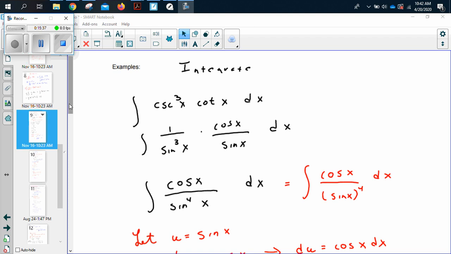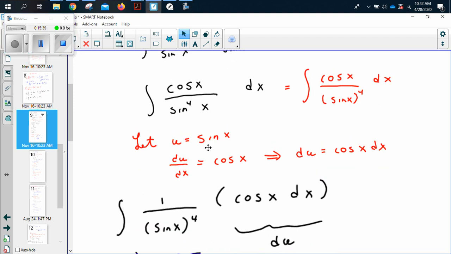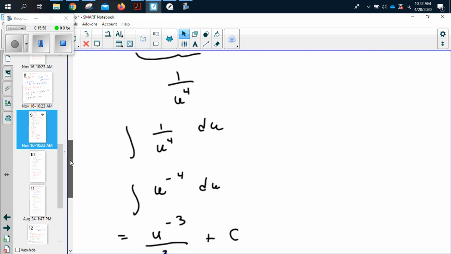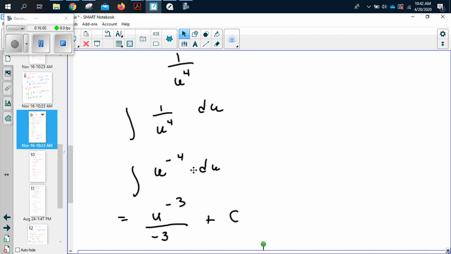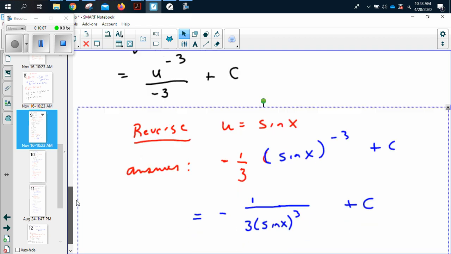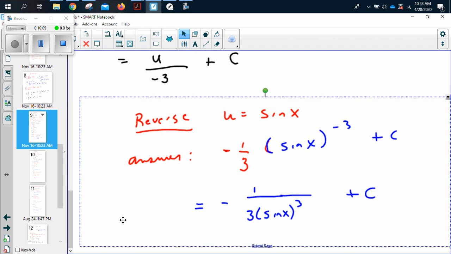So what I could do is let u be sine x, then my du will be cosine x dx, and I have a cosine x dx, so I just need to rewrite it in terms of u. This is 1 over u to the 4th, and this is du. And I can find the antiderivative of that. I just add 1 to the exponent, divide by the new exponent, and then I need to reverse the substitution, and that's it.